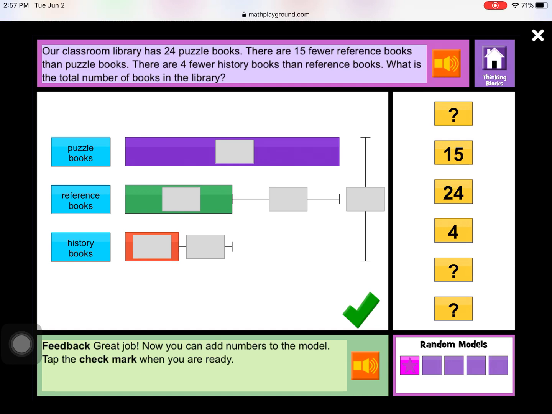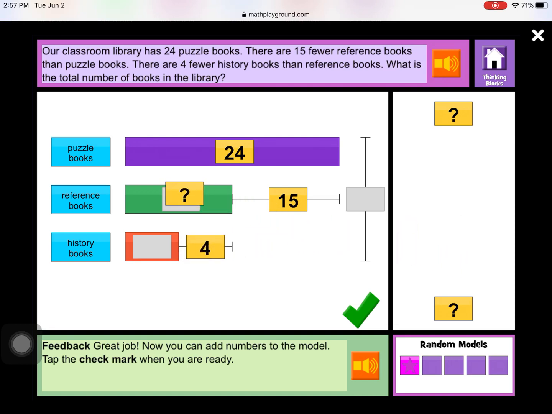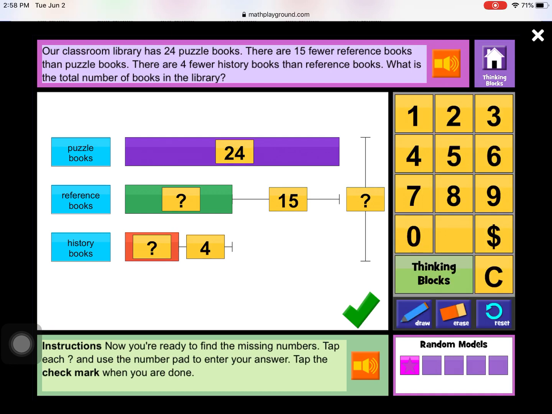Our classroom library has 24 puzzle books. So I can find 24. There are 15 fewer reference books than puzzle books. I don't know how many reference books there are, but I know that there are 15 fewer. There are 4 fewer history books than reference books. So again, I don't know how many history books there are, but I know that there's 4 fewer, which means I don't know how many reference books, like I said, I don't know how many history books there are, and I definitely don't know how many books there are altogether.